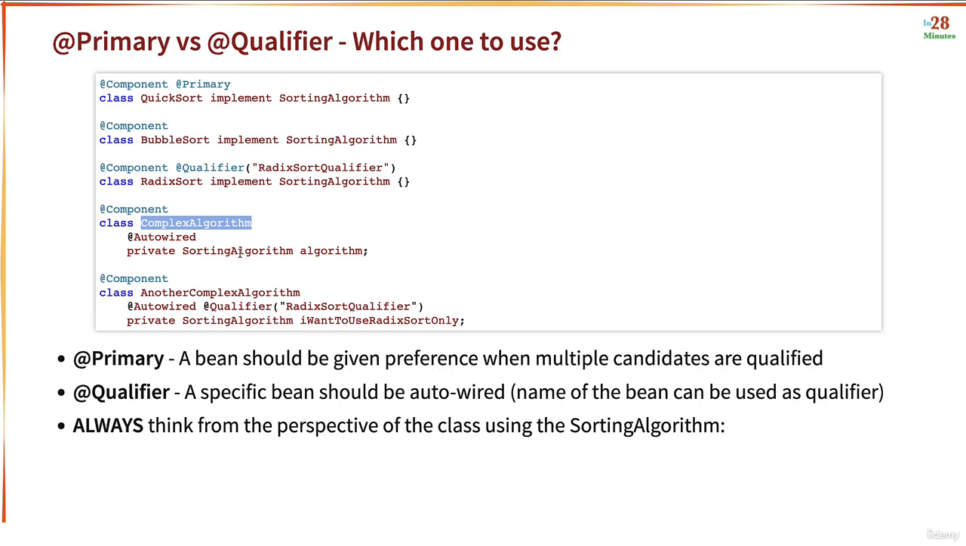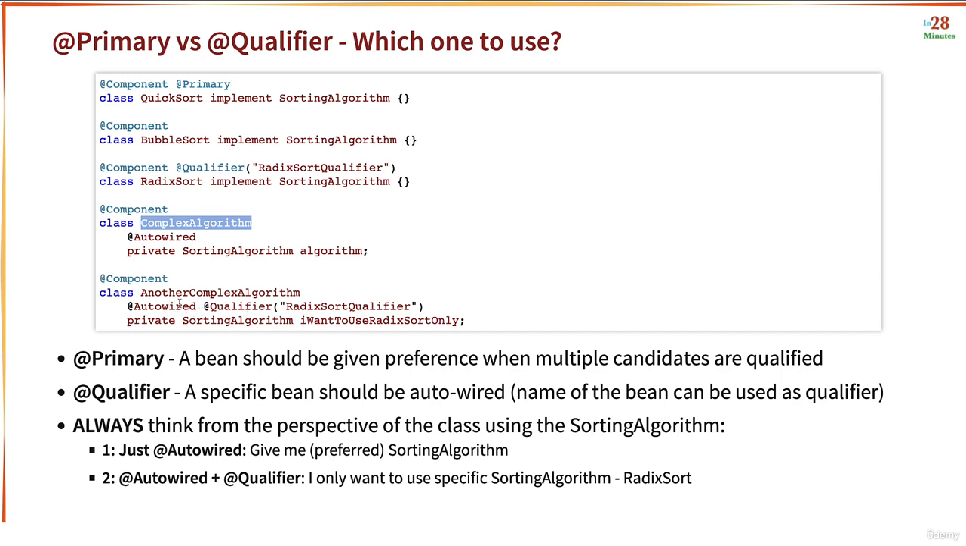So when deciding @Primary versus @Qualifier, always think from the perspective of the class which is using the specific dependency. So you need to always think from the perspective of ComplexAlgorithm and AnotherComplexAlgorithm. In ComplexAlgorithm in here, we are only making use of @Autowired. We don't have any qualifier on it. When we do that, what we are telling is give me a preferred sorting algorithm. I don't care which sorting algorithm you're going to give me. If you have one sorting algorithm, give that to me. If you have 10 sorting algorithms, give me the primary. So ComplexAlgorithm is telling, give me a sorting algorithm which is the most preferred one.